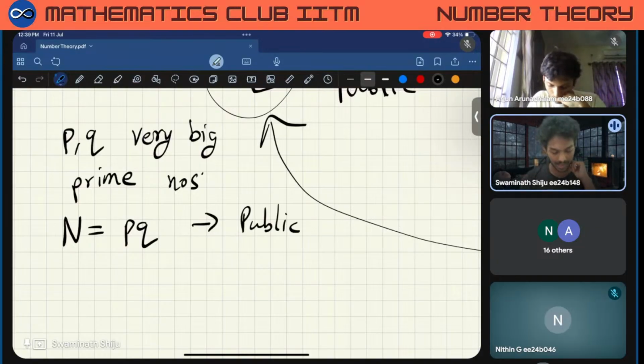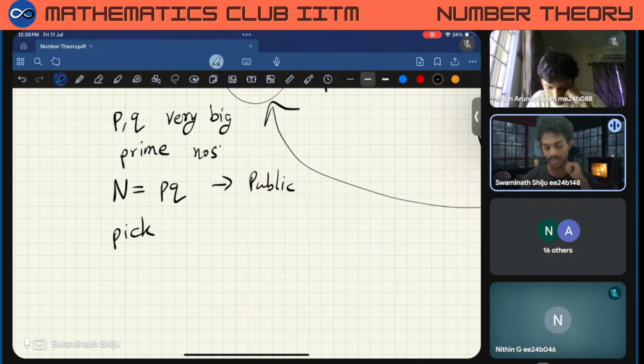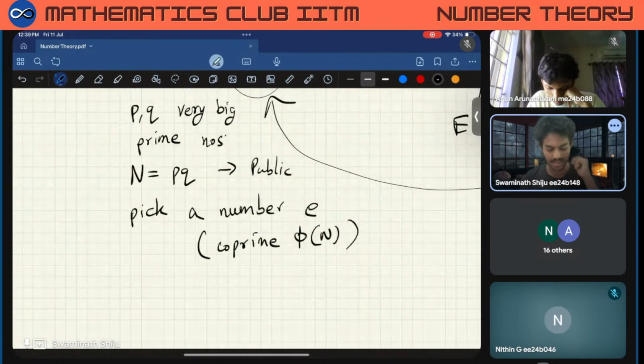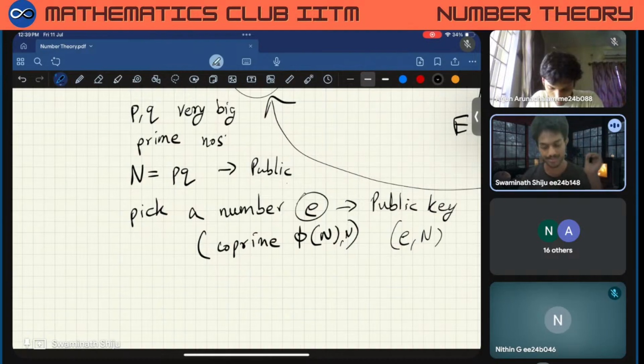And then you pick a number e, with the extra condition that it's co-prime to phi n. I hope you can see where this is going. So you pick a large number e. This e together with n forms your public key. This e comma n is your public key. Everyone will know this. Bob knows, Eve knows, everyone knows.